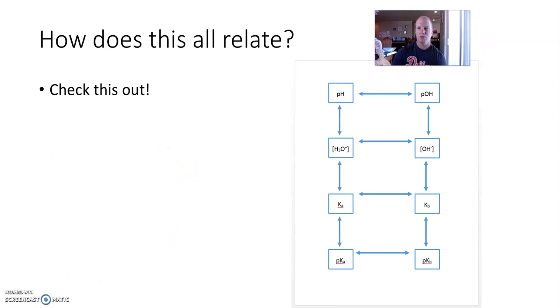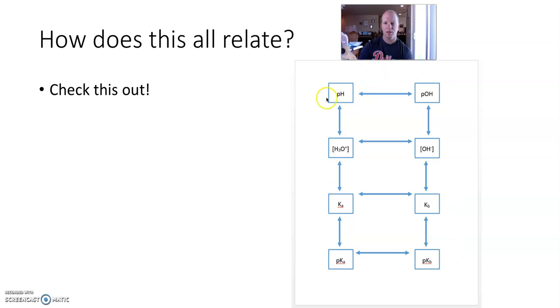So the big deal is this. When we've got this chart here, everything is linked together. If I need to, I can get all the way from pKb, so you can tell me what the pKb of a weak base is, and I can tell you up here through some calculations what the pH of that solution would be. So how is this all linked?